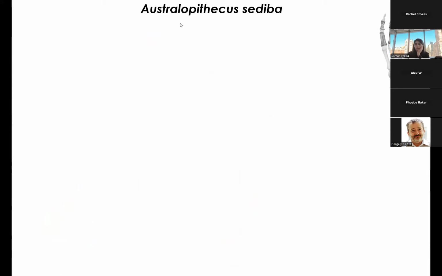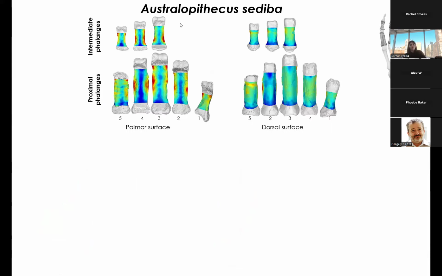And now we'll move on to our first associated hand with Australopithecus sediba. It's quite important that we have a full set of associated phalanges, because we can then map out what this individual was likely doing, but also why, the unique mix of morphologies that they have, and what that tells us about their locomotor mode across the entire hand.